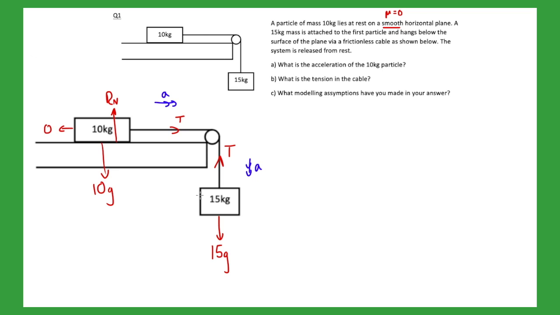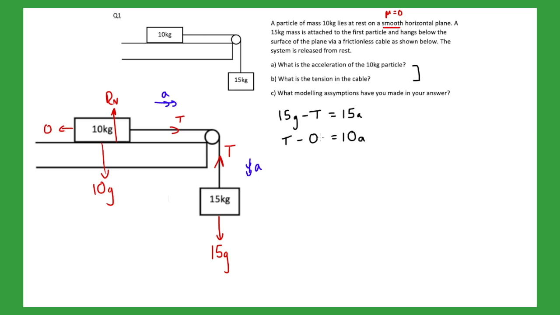So we've labelled up the acceleration and the tension, so these go together in a bit of a simultaneous way. I'm going to write an equation for this lower particle first. So this one's going to be 15G minus T equals 15A. Okay, the second particle, which is this one, we've got T going to the right. We've got no force, so zero resistive force, so it's T minus 0, and that equals 10A.